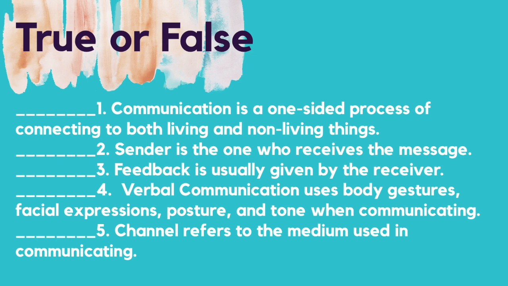Number two, sender is the one who receives the message. Is it true or false? Number three, feedback is usually given by the receiver. Is it true or false? For number four, verbal communication uses body gestures, facial expression, posture, and tone when communicating. Is it true or false? And lastly, number five, channel refers to the medium used in communicating. Is it true or false? You may pause this video to answer this pop quiz.